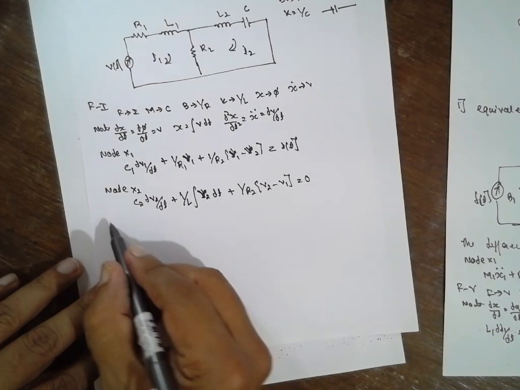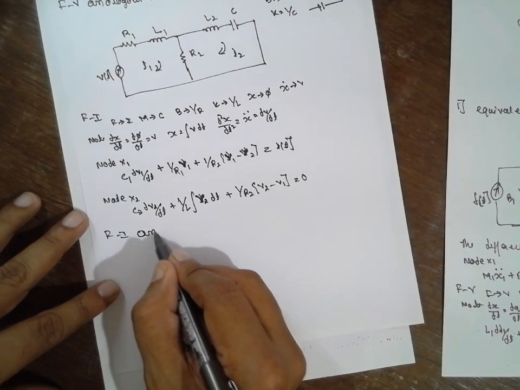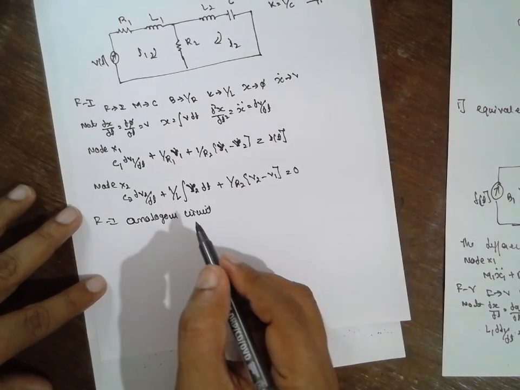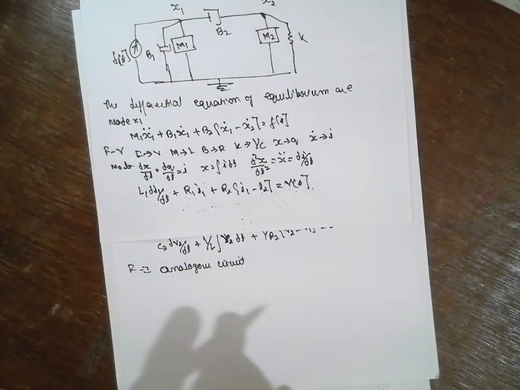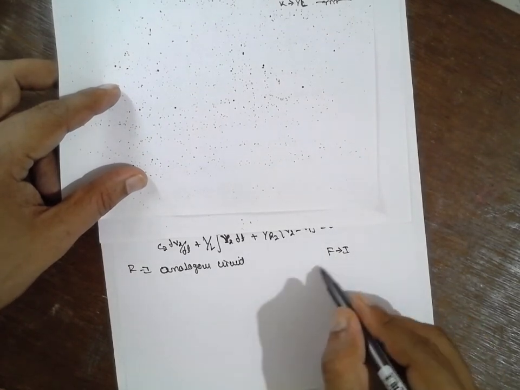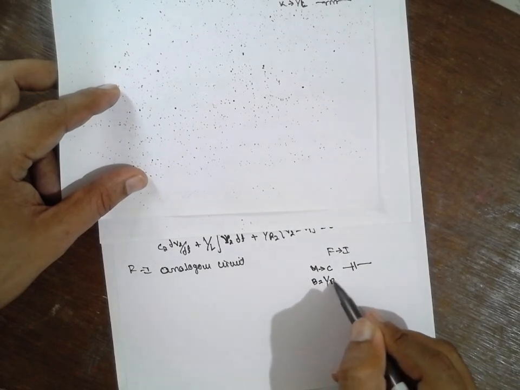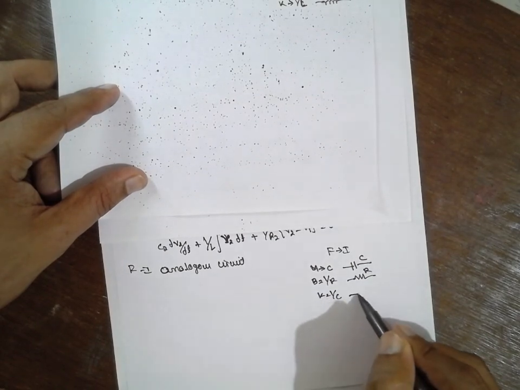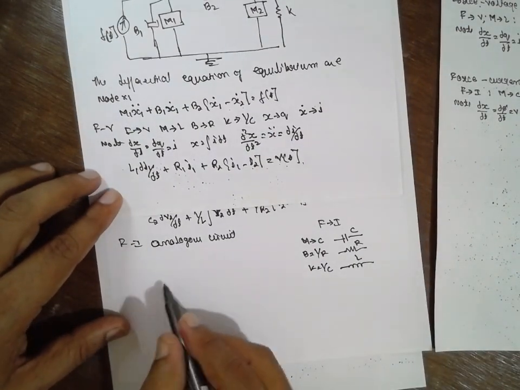Now we have to draw the force to current analogous circuit. The force to current analogous circuit will be this. You just have to replace with the help of formulas. I will bring the formula list. For F to I, M has to be replaced with C, capacitance, and B has to be replaced with 1 by R, resistance, and K has to be replaced with 1 by L, inductance. Now replace each and every term. It appears in this way.